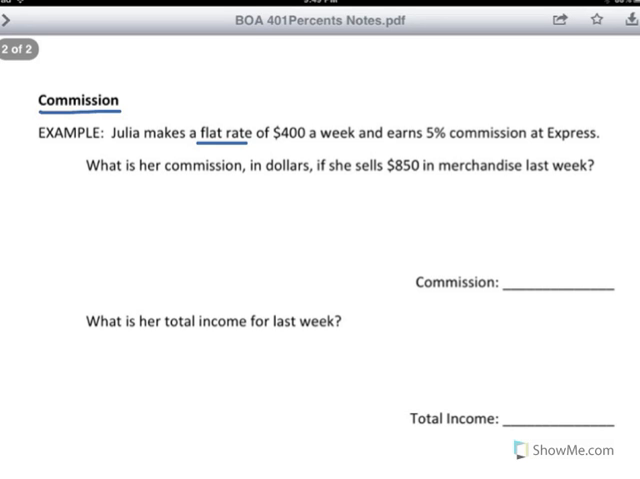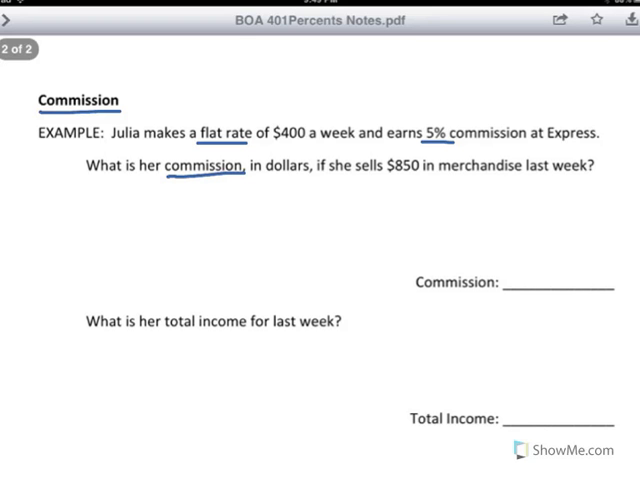Julia makes a flat rate of $400 a week. When we're talking about flat rate, that means she's always going to make $400 a week, no matter how much she sells. She also earns 5% commission at Express. Okay, so she works at Express, she earns $400 a week, and gets 5% of whatever her sales are. So when we're talking about her commission, we're talking about just the dollars she makes off of her merchandise sales.